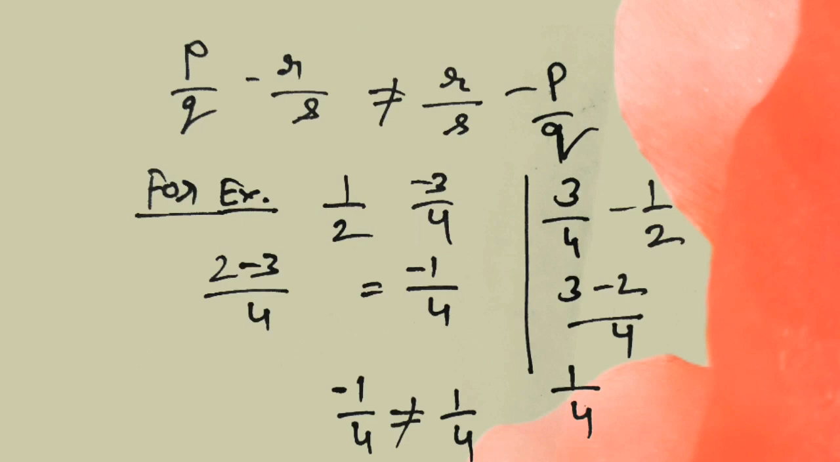I have taken 1 by 2 minus 3 by 4, and here 3 by 4 minus 1 by 2. If we solve this side, the LCM will be 4, 2 minus 3, and the answer will be minus 1 by 4. Similarly, on this side the LCM will be 4, 3 minus 2, which is 1, so 1 by 4. Left side and right side are not equal: minus 1 by 4 is not equal to 1 by 4. So the commutative property of subtraction does not hold good for subtraction of rational numbers.